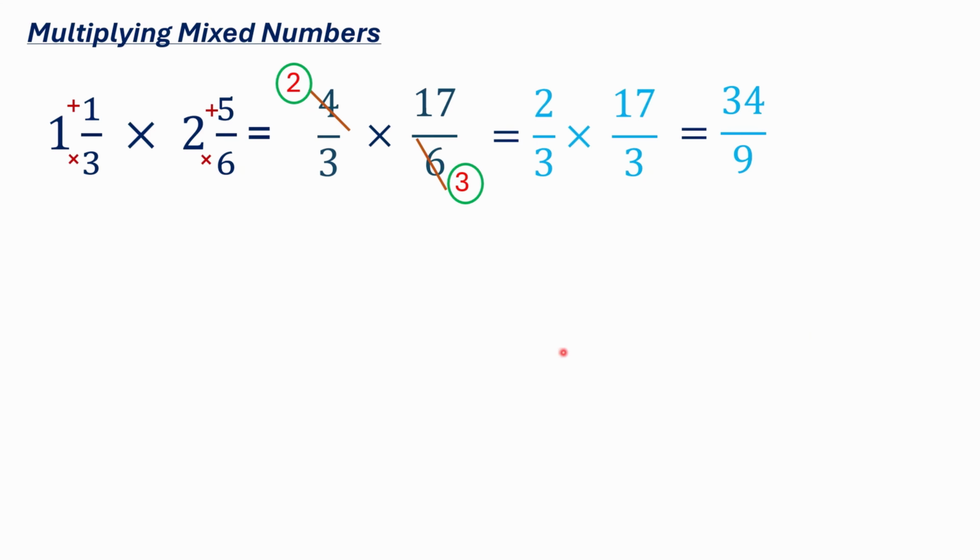Mentally by checking how many 9s in the 34. We have 3 9s because I have 9, 18, and 27. Inside the 34, I have 3 9s, which is 27. If you take 27 from the 34, the remainder will be 7. So the answer will be 3 whole, and that remainder 7/9. That is the final answer, and it is in the simplest form.